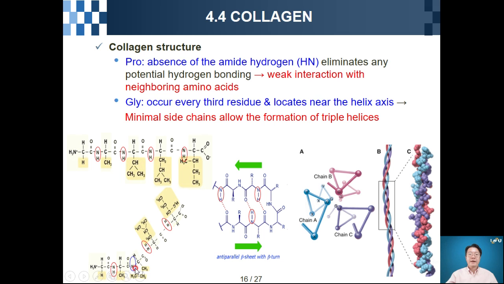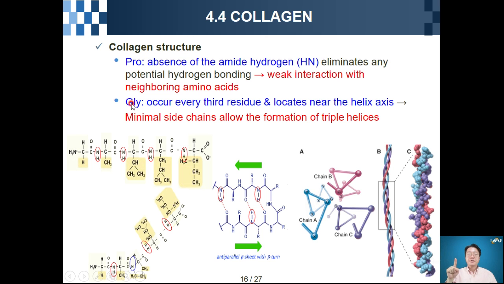But proline doesn't have the amide hydrogen. They don't have H here. So the absence of this hydrogen eliminates any potential hydrogen bonding. It means that it induces weak interaction with the neighboring amino acids. So this triple helix is very weak compared to the alpha keratin.